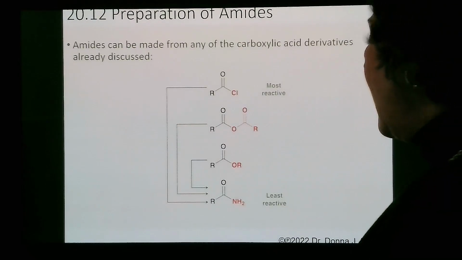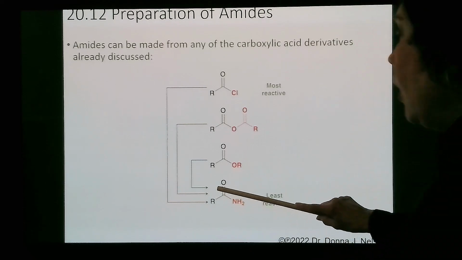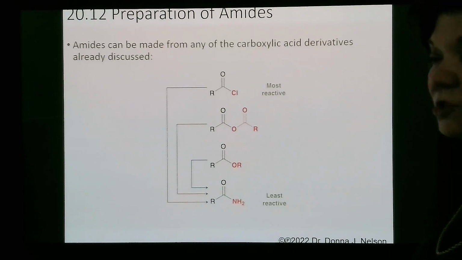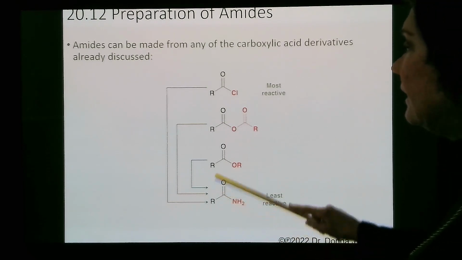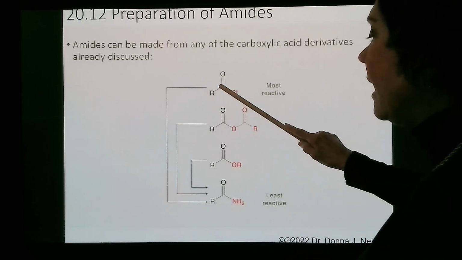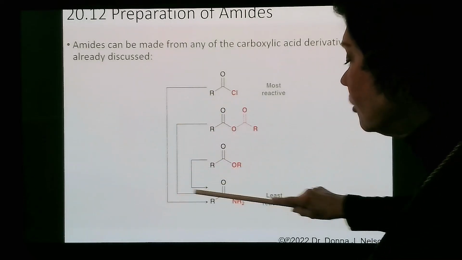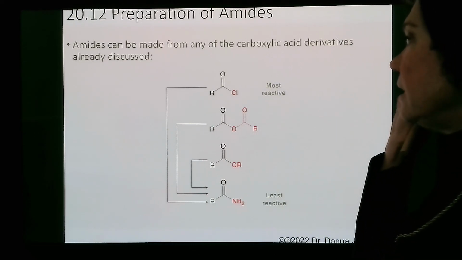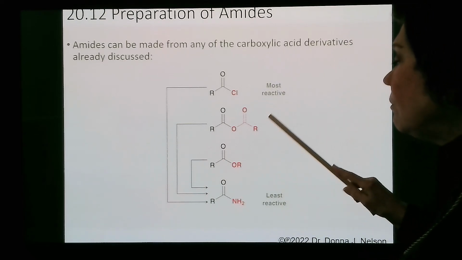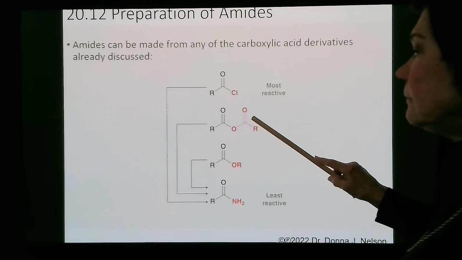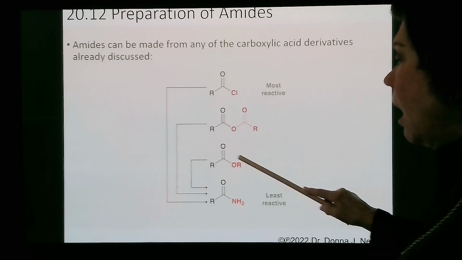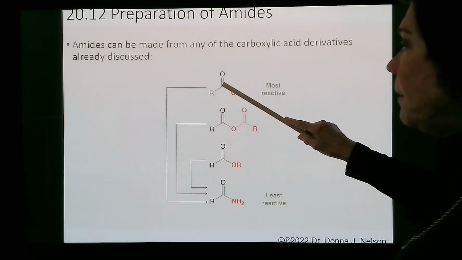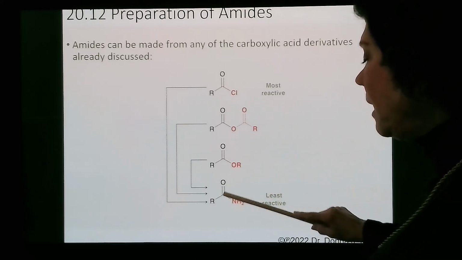So amides can be created from any of the other carboxylic acid derivatives because they are the least reactive. All of these are most reactive. It's easy to go energetically downhill. However, it is implied here, but not actually stated, I will tell you that you can't go uphill energetically. You can't create an acid chloride directly from an amide.